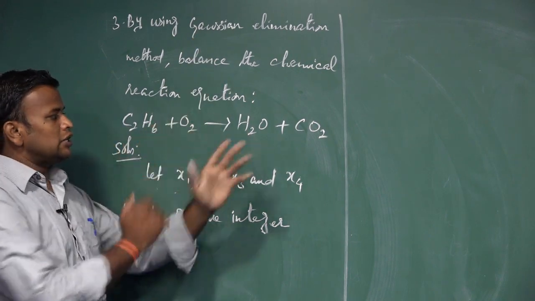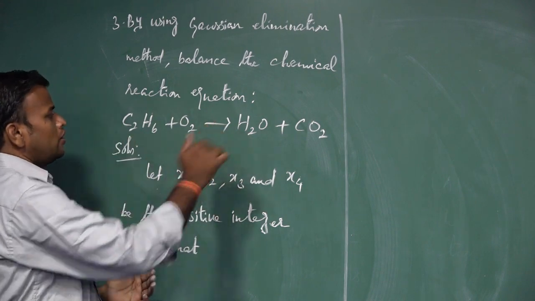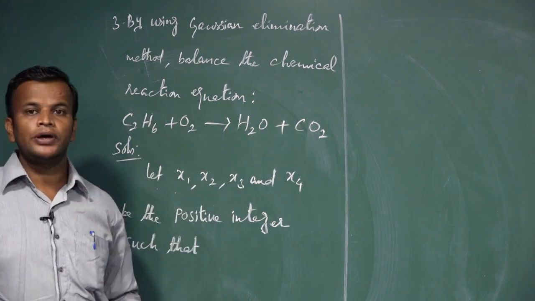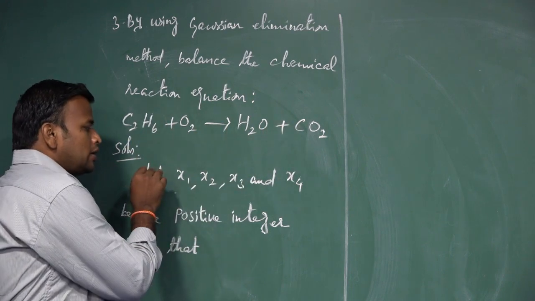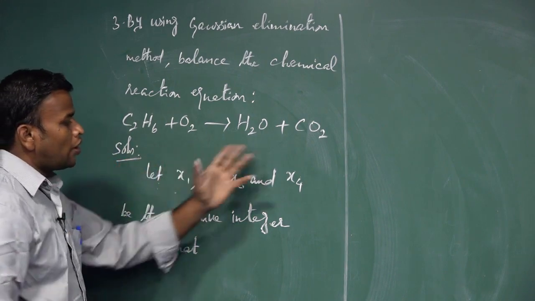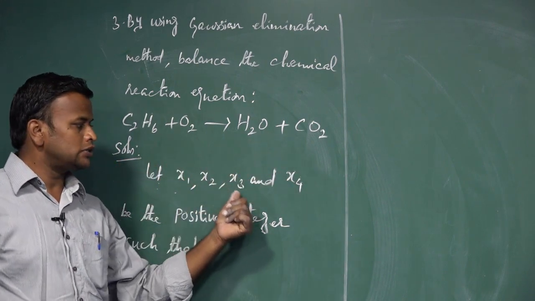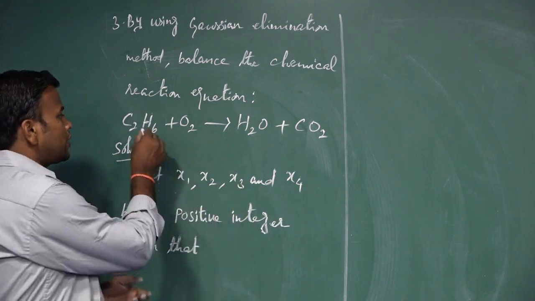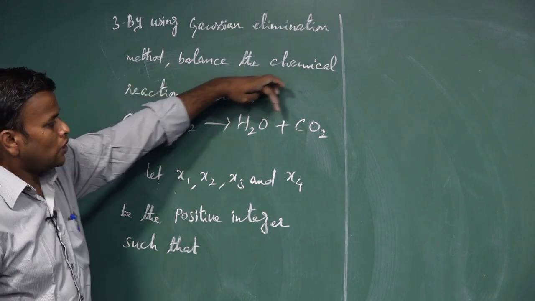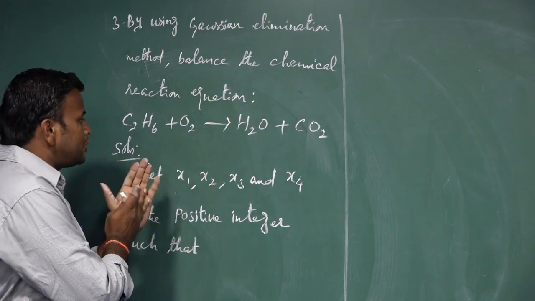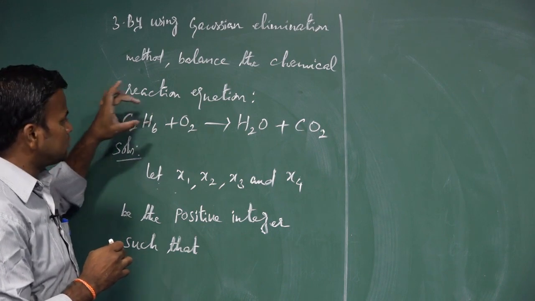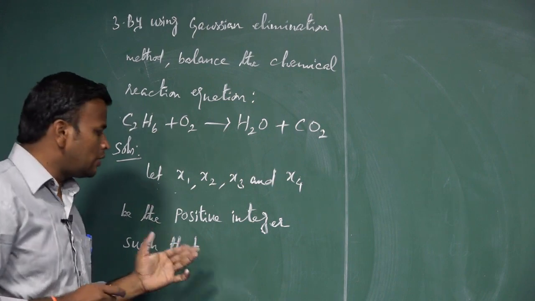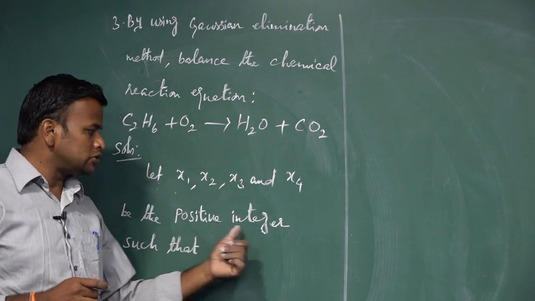When we balance chemical equations, numbers occur in front of all the compounds, suppose 2, 4, 5, 6. Some numbers occur. So first of all, let there be 4 unknown values, x1, x2, x3 and x4, be positive integers such that numbers occur in front of C2H6, O2, H2O and CO2. So we arrange them: the first one is x1, the second is x2, the third is x3 and the fourth is x4. You know very well all are positive numbers, so we take them as positive integers.